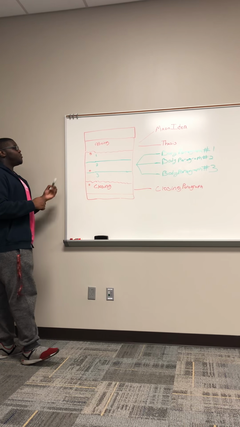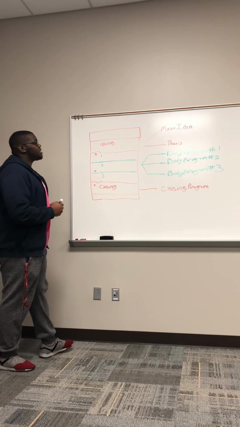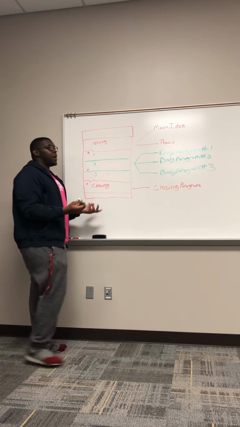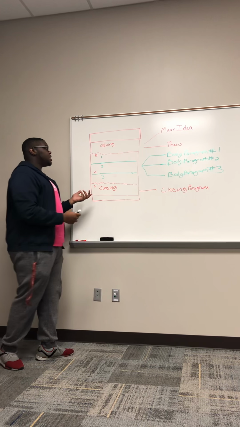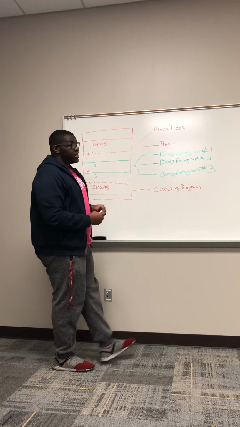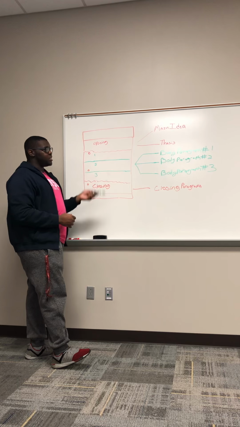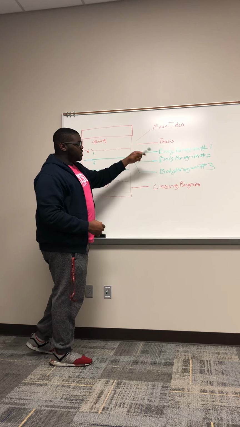So let's start with the opening. The opening consists of your main idea and your thesis. Your main idea is what your paper is about, and that should be your first sentence. Then you have your thesis, which is the last sentence, and it consists of what the body paragraphs are going to be about. As you can see, we have body paragraphs 1, 2, and 3.